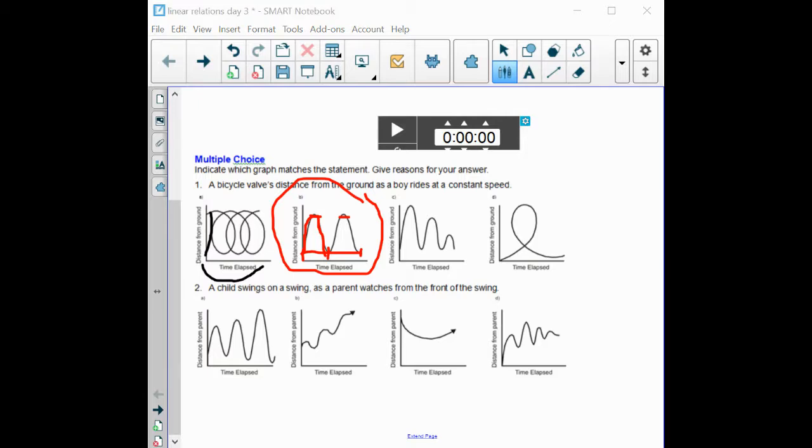So the next one says, a child swings on a swing as a parent watches from the front of the swing. So now we have the distance from the parent. We've got a kid on a swing, and they're swinging away from their parent. One would like to think that at no point will the parent and the child connect, because otherwise that will really hurt the parent.